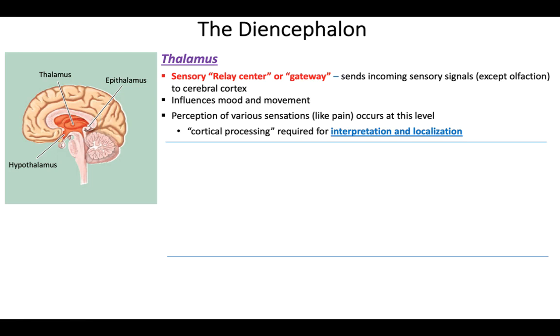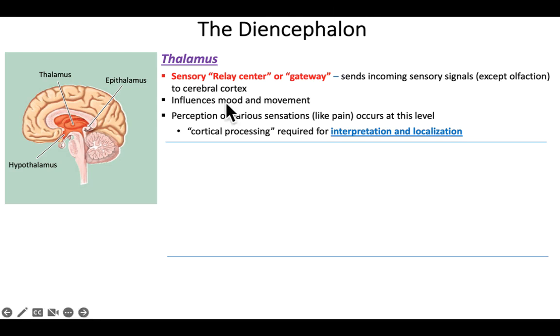All right. Now, notice the one sense, I mean, there's a few others, but the main sense that doesn't need to get relayed is your sense of smell, or olfaction. So olfaction actually avoids going to the thalamus, and it's going to go directly to the area of your cerebrum that is involved in interpreting what you smell.